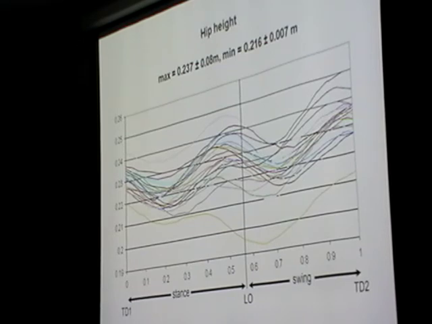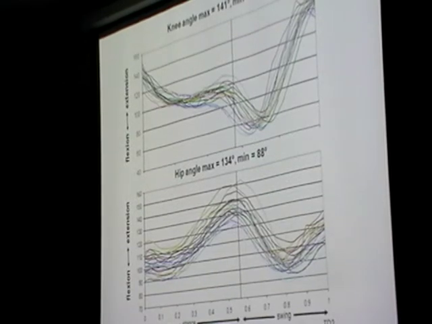And you can trace this again over a stride by just tracking hip height during stance and swing. So again, from the first touchdown to the lift-off, the beginning of the swing phase, to the second touchdown of the same limb. And here you see that fairly consistent drop in the hip joint during the stance phase of gait.